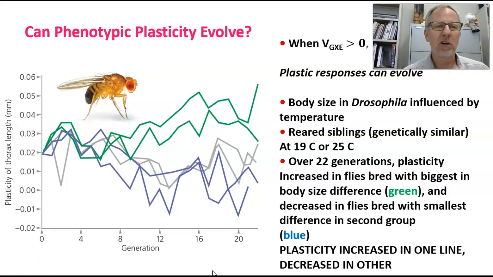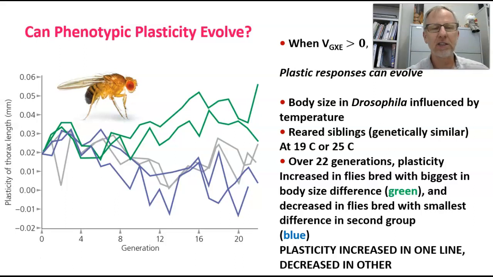So here the key question is, can phenotypic plasticity evolve? And the answer is yes, as long as the genetic by environment component of the variance is greater than 0. That's the answer. And if that component is greater than 0, then yes, plastic responses can evolve.